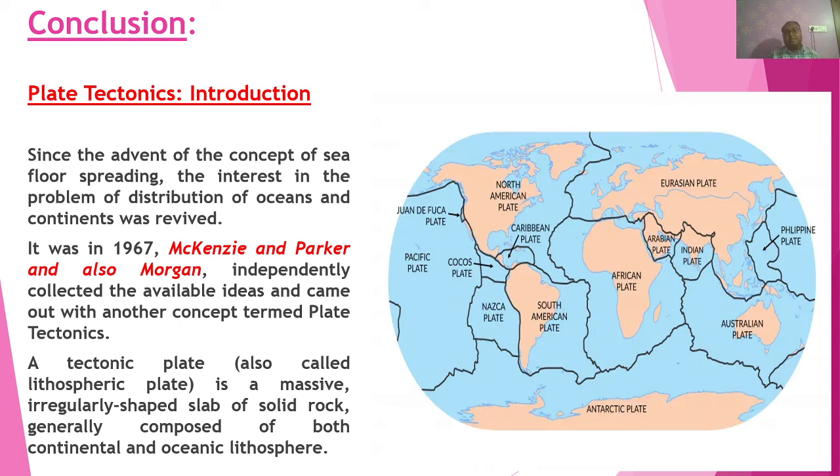Next class we will study the concept of plate tectonics. It was in 1967 that McKenzie and Parker, and also Morgan, independently collected the available ideas and came out with another concept termed plate tectonics. A tectonic plate, also called a lithospheric plate, is a massive, irregularly shaped slab of solid rock, generally composed of both continental and oceanic lithosphere. So in our next class, we will reveal how our plates are there.